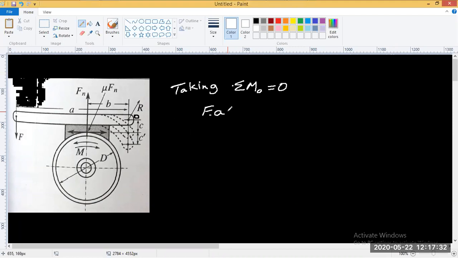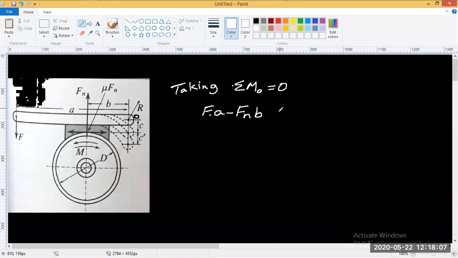So this is minus Fn times b, because it is inducing an anti-clockwise motion. And you see here the last one, you have mu times Fn. Okay, so this tangential force, mu times Fn, is the tangential force acting here at a distance of c. So this is also inducing counterclockwise movement.